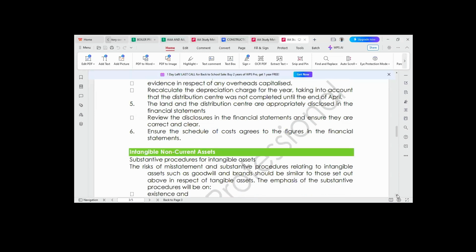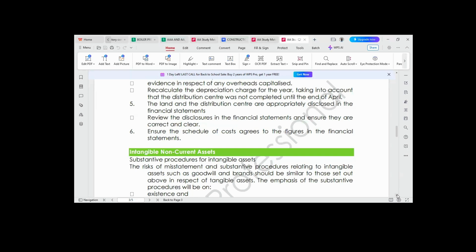So let's take a look at intangible non-current assets. Just as we have principal risk for tangible non-current assets, we also have risk. So one of the risks they also face is the risk of what? The risk of completeness.